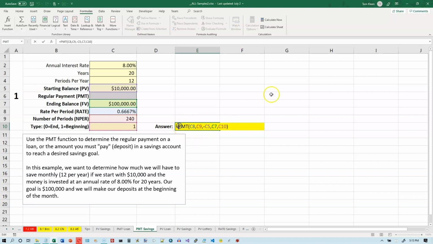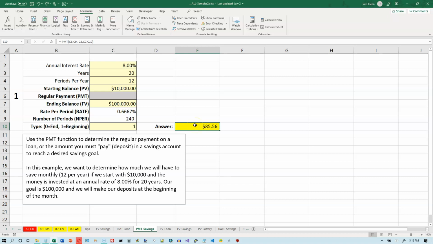Now, payment is always a negative number, so it's going to show up here as red or with parentheses around it, or possibly with a minus sign in front of it. Excel in these problems appears to always make them red and put parentheses around them. So to get rid of that, we need to put a minus sign in front of it if you want it to show up as a positive number. And so put a minus sign in front of it, and our payment is $85.56.